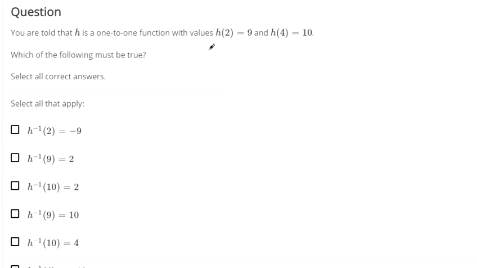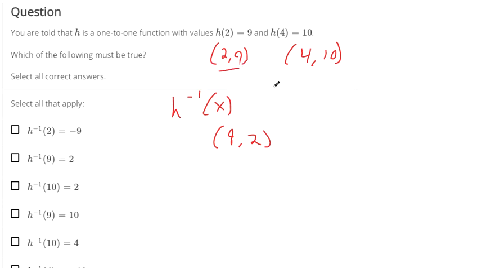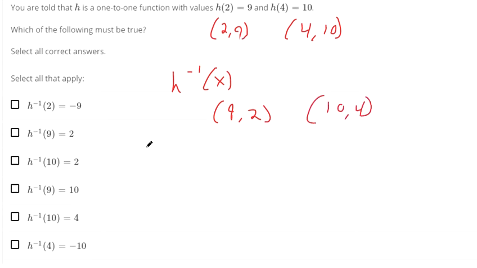Okay, so we're given some data points. This is like (2, 9) and (4, 10), because the x is 4, the y value is 10. So if we're talking about the inverse of h, then that means (9, 2) is a point, because we switched the roles of x and y. (10, 4) is a point, because we switched the roles of x and y.